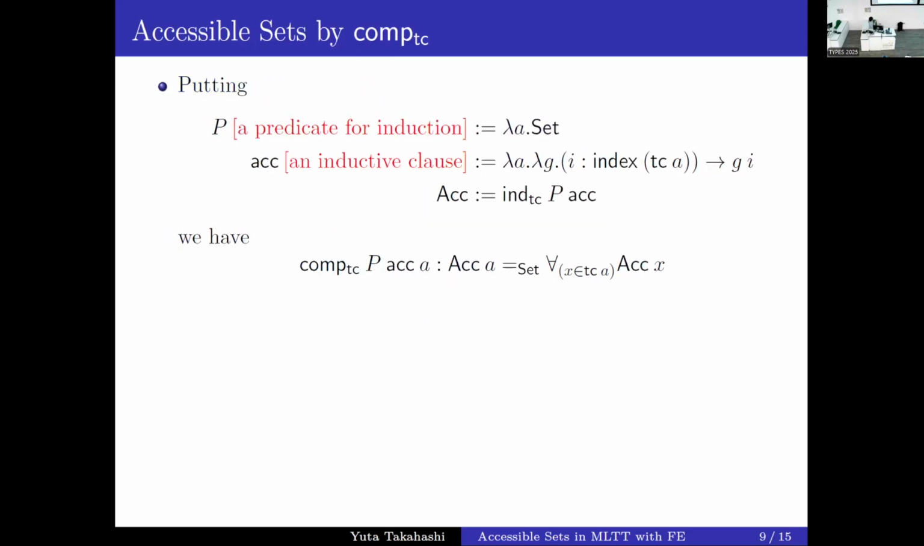Then, next our aim is to define arc. Putting P, a predicate for induction, in this way, then we define arc, an inductive clause for arc is defined like this. And we define predicate arc in this way. Then, by using the propositional computation rule for TC induction, namely CompTC, we have this definitional equation for arc.